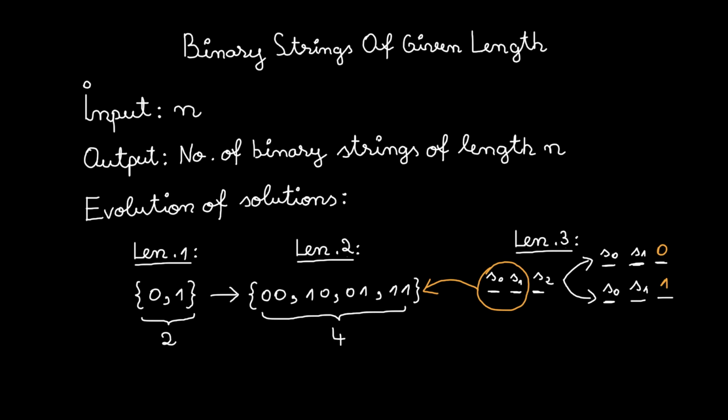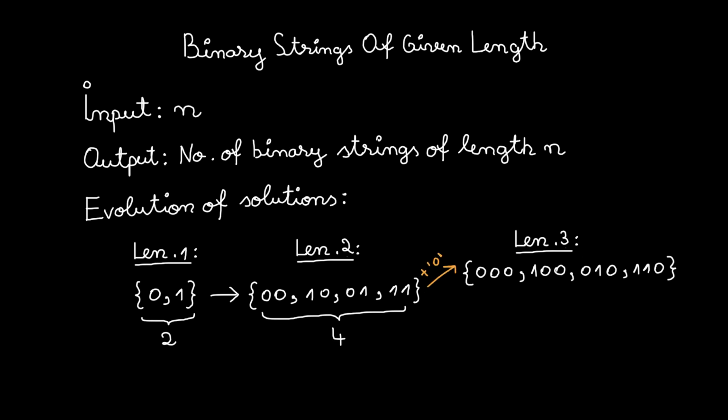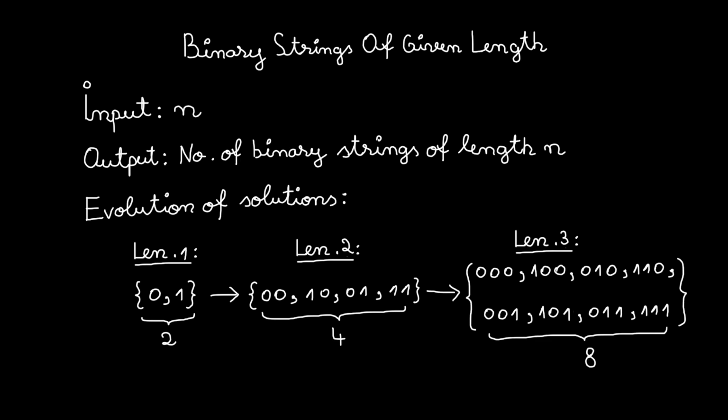So all we need to do is pick each binary string of length 2 and push either a 0 or a 1 to the end of it. And here are all the binary strings of length 3, and as expected, they are a total of 8. We can already notice a relation between each set of binary strings and the previous one.